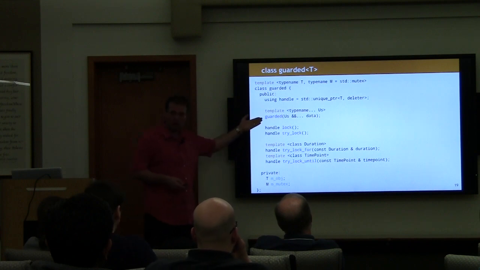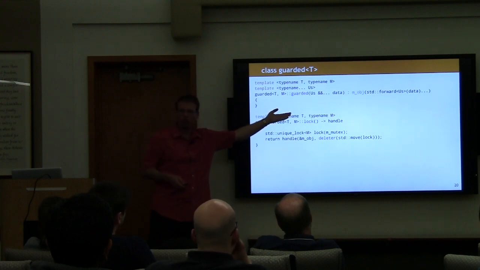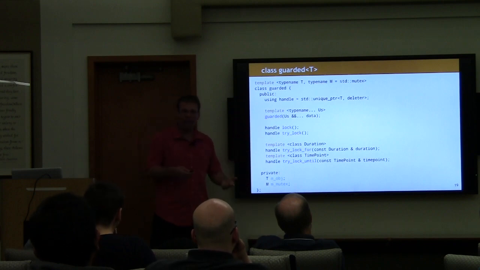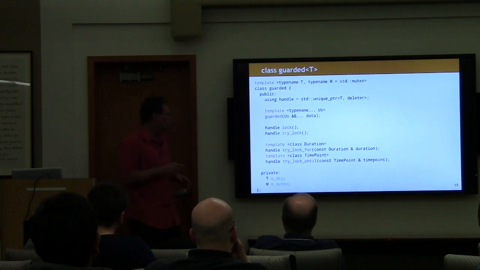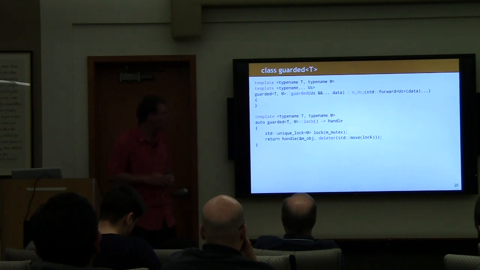And we have a constructor that will simply forward the arguments through to the constructor of the underlying type. So a guarded T, when you create it, it acts a lot like a T. It's not copyable, even if T is, because copying shared data, it's not movable. Nor is it copyable, because that's not necessarily what you want. But it looks like a combination of a mutex and an object. This is what we want.